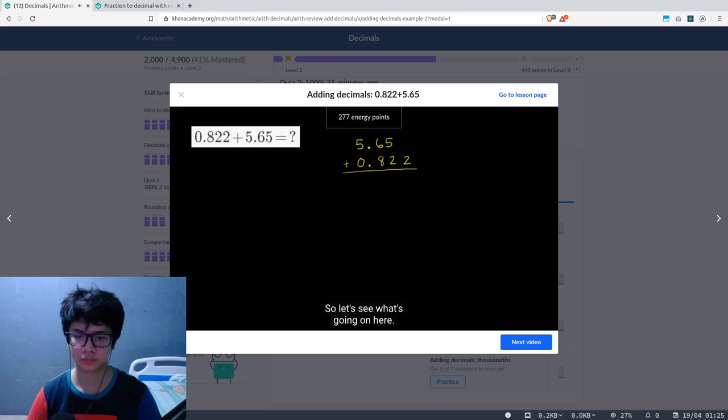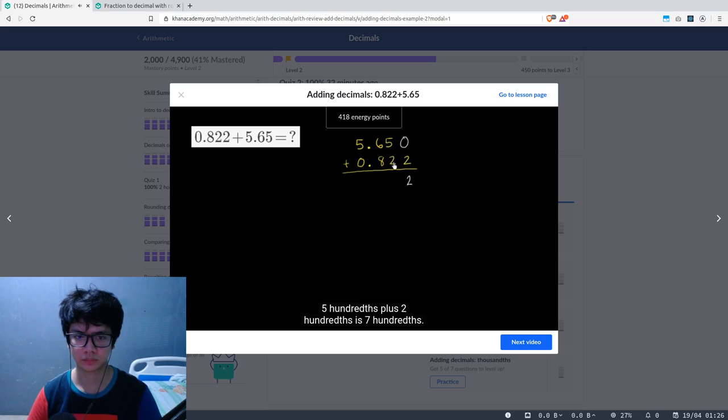So let's see what's going on here. I like to start in the smallest place. That way the carrying works out well. You might say, wait, I need to add this 2 thousandths to something. I don't see anything up here. Well, you could say there's just a 0 thousandths right up here, and then it makes it very clear. 0 thousandths plus 2 thousandths is going to be 2 thousandths.